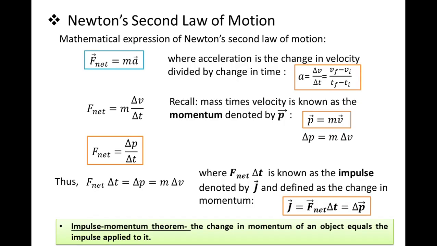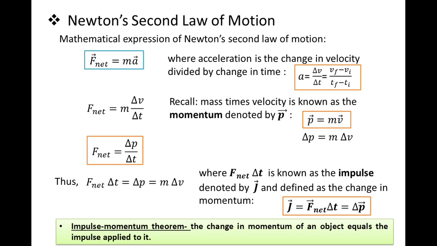We can also express Newton's second law of motion in terms of different quantities. So to start, let's write F net equals ma. We know that the acceleration is the change in velocity divided by the change in time. So the F net equals the mass times the change in velocity over the change in time.